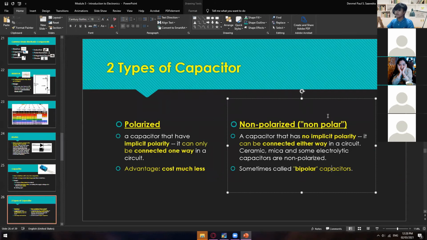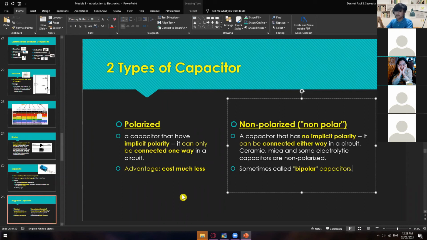And then we have another name for this non-polarized one. Sometimes they also call it a bipolar capacitor. So it could be connected this way or that way. That's why it's called bipolar.